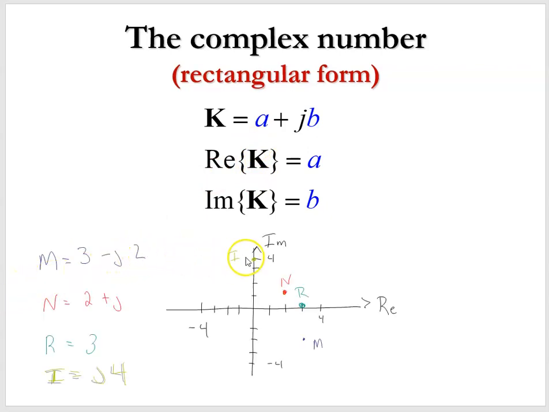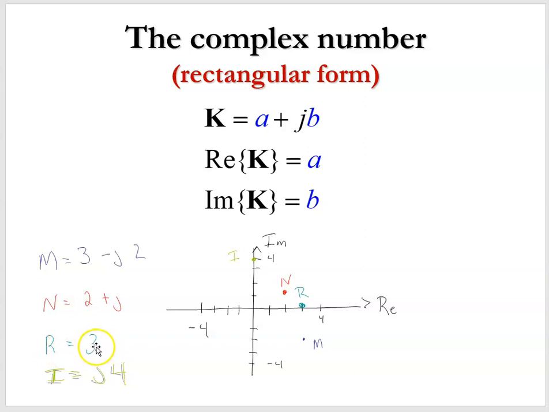So if we were to graph that, we could put that onto our imaginary versus real coordinate system. So in this complex plane here, we have imaginary versus real. And if we're going to take the complex number M, which is 3 minus j2, well, that's 3 on the real axis, -2 on the imaginary axis, and here's our point M. Our N, 2 plus j, is +2 on the real axis, up 1 on the j axis, and here's our complex number N.